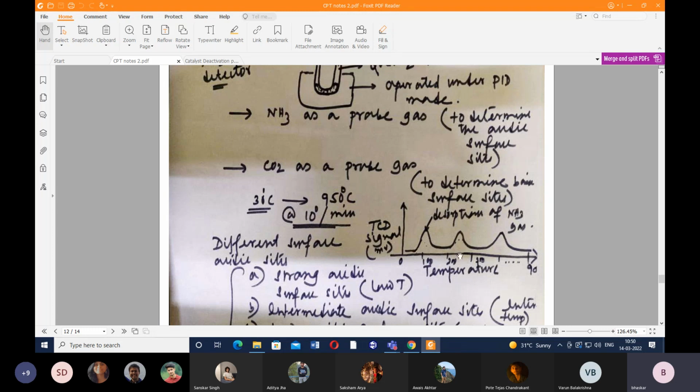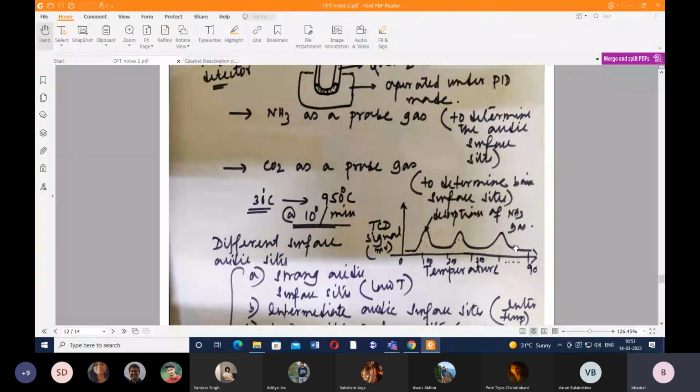Intermediate temperature means temperature between 300 to around 450, maximum 500 degrees Celsius. What would be treated as the high temperature? High temperature means beyond 500 degrees Celsius. That means 500 to around 950, even 1000 degrees Celsius also comes under the high temperature.